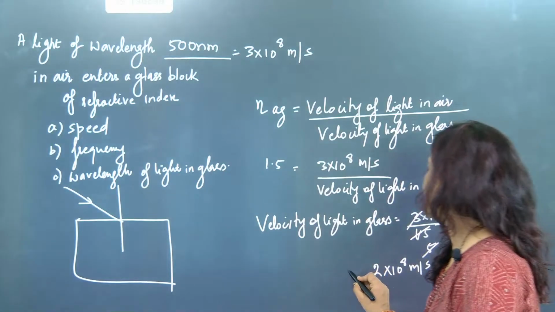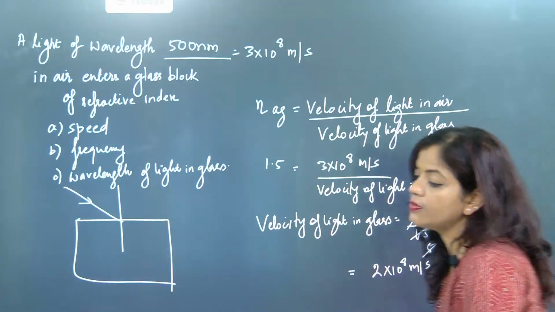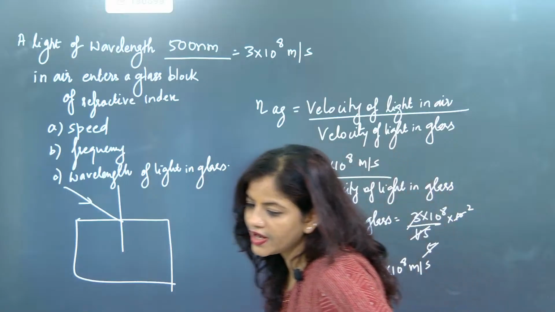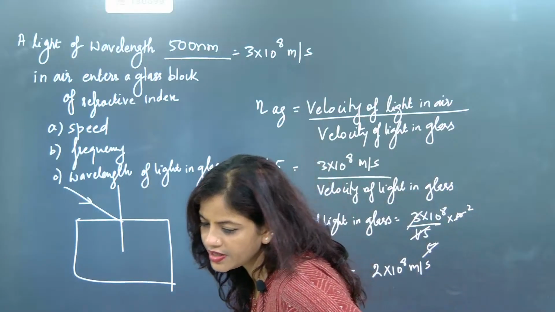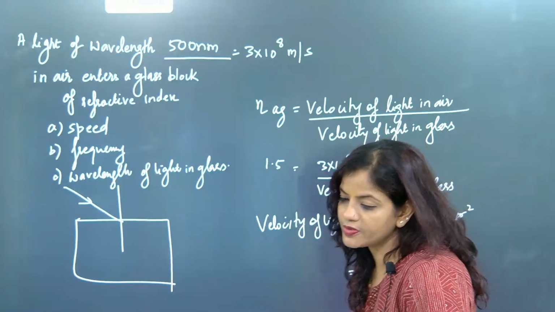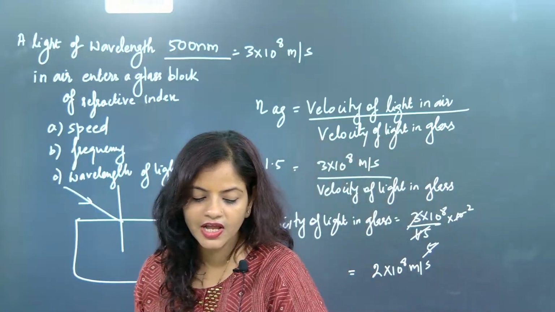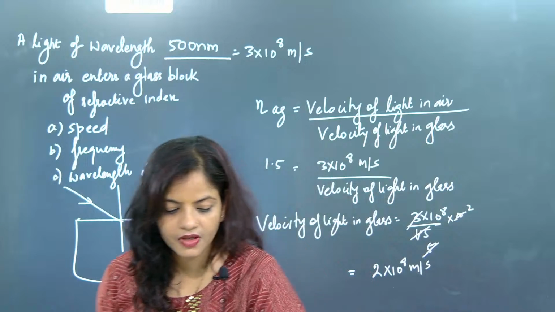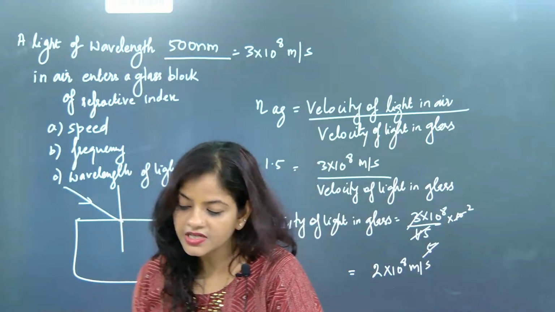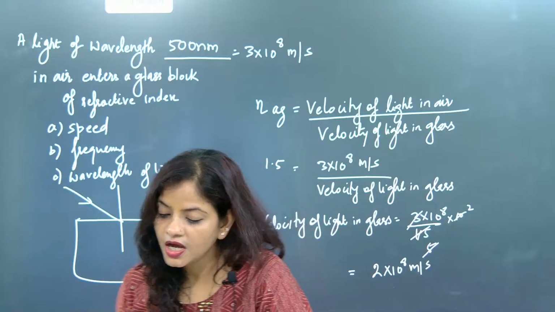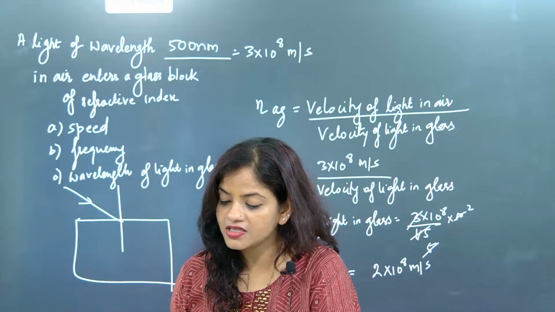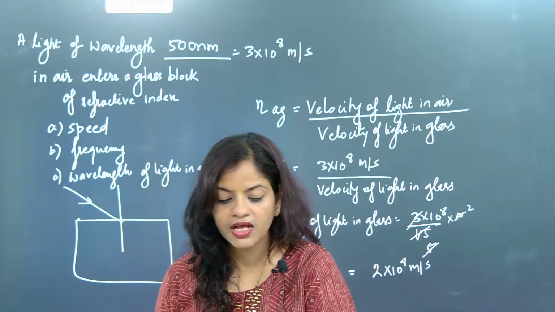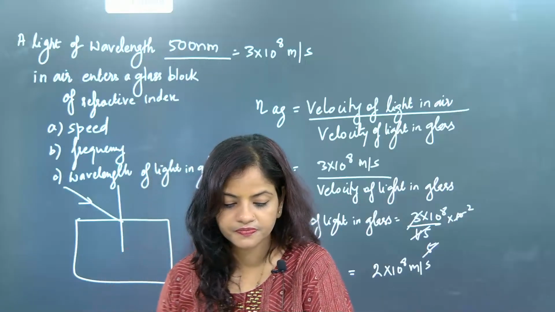So velocity of light in glass is coming as 2 into 10 to the power 8 meter per second. Now they are asking about frequency. What are they asking about? Frequency they are asking about. Very good, three of you have given the answer. I'm waiting for others' answers. Come on, answer the question as fast as possible.